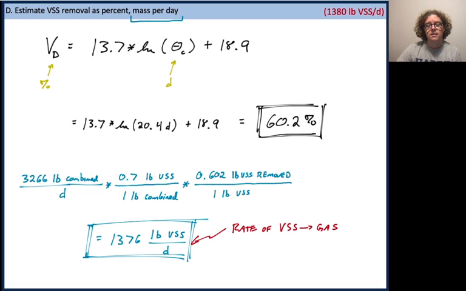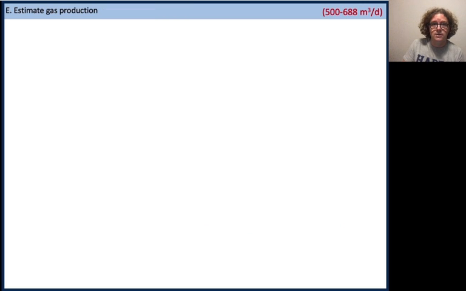In other words, that amount of volatile suspended solids is turning into gases in the digester. So we're getting a pretty substantial removal of the solids within that sludge. We're converting more than half of those into gas, and much of that gas will be in the form of methane. That makes us happy because that's a resource. Well, part E is going to start dealing with that resource, the gas generated. How much do we produce?